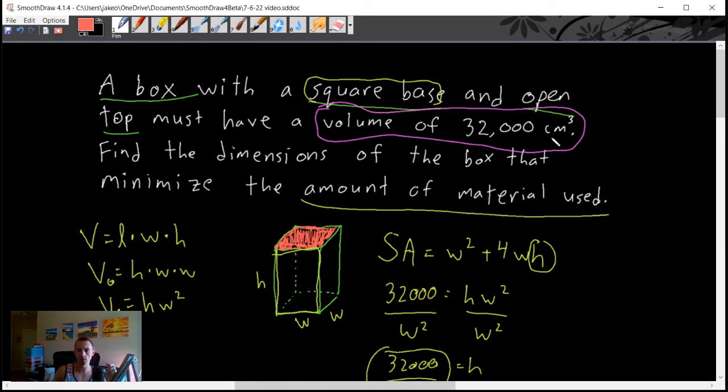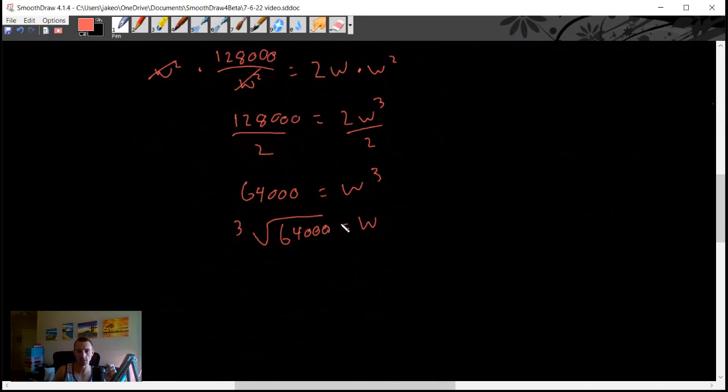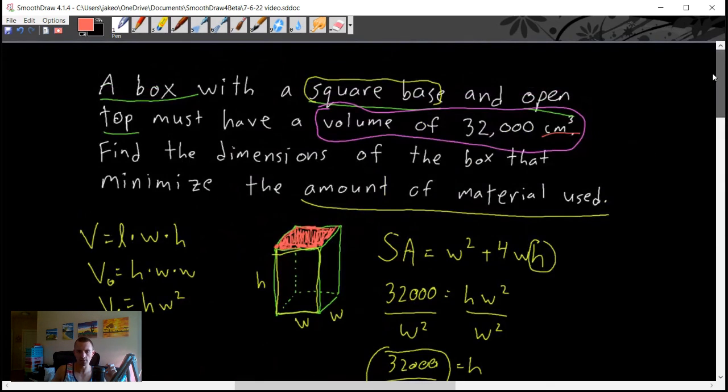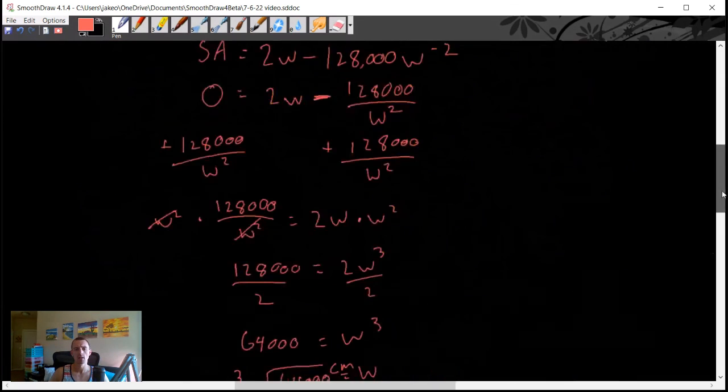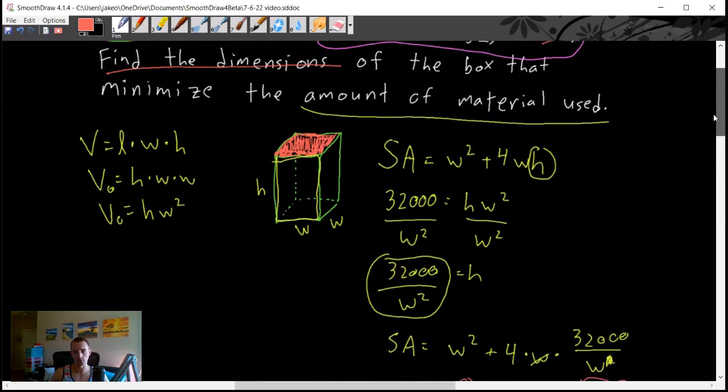Now, do keep in mind units. This is in cubic centimeters, so this is going to have to be in centimeters. So the units here are going to be centimeters, and that should be the width. So keep in mind, we do want to find the dimensions of the box. We're not quite done yet just because of what the problem is asking us to find. They want us to find the full dimensions.